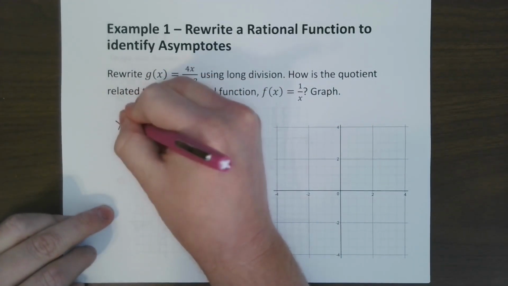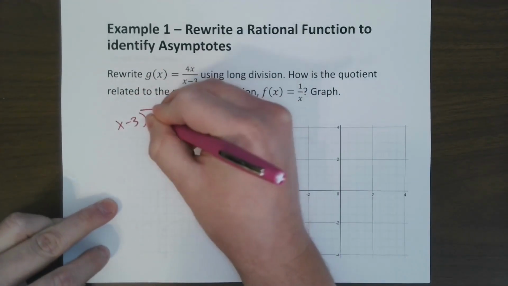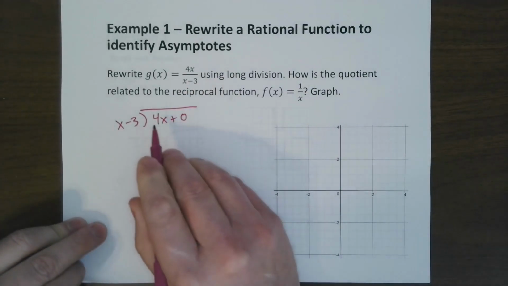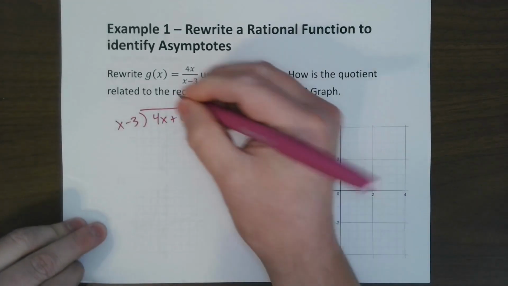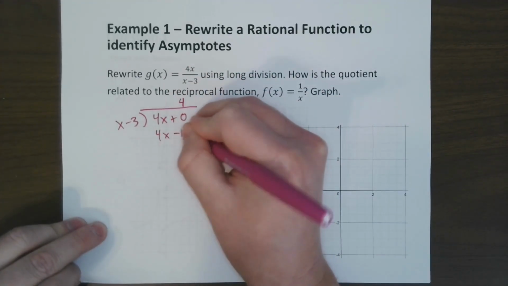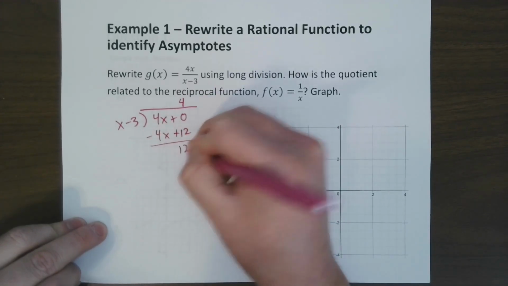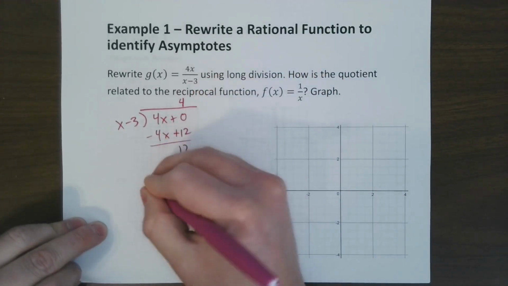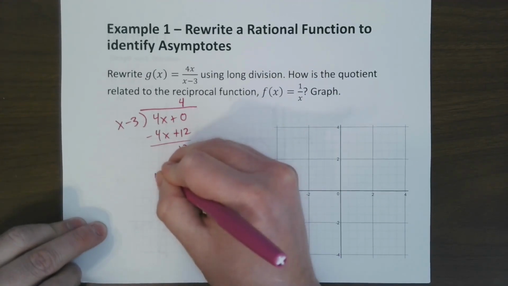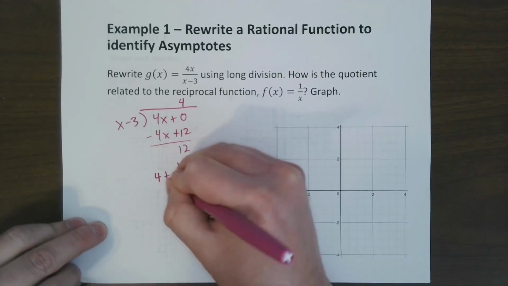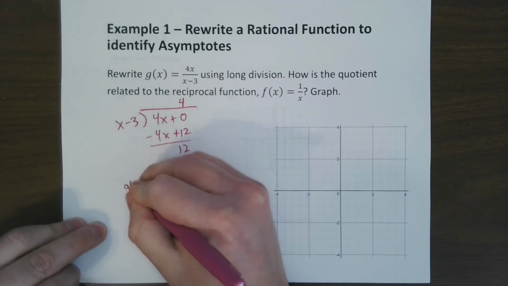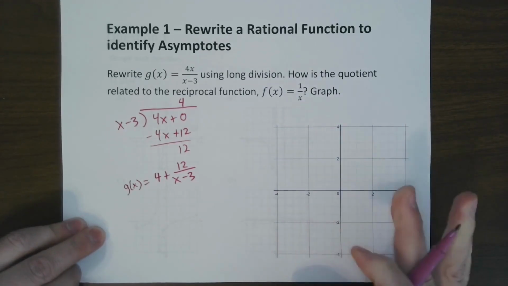So if I go x minus 3 and then 4x, I'm going to add a 0 to it just so I have the same amount of terms. Now we divide this by this, which is 4. So we get 4x minus 12. Do the opposite. So we can rewrite this as 4 plus 12 over x minus 3. Now, if you notice, this is our same function.